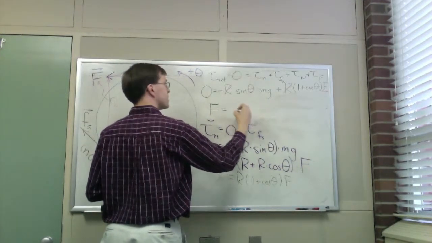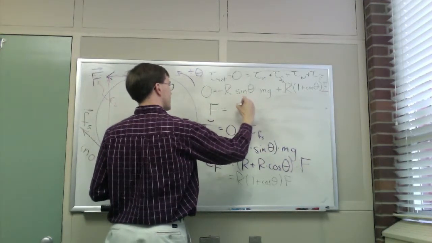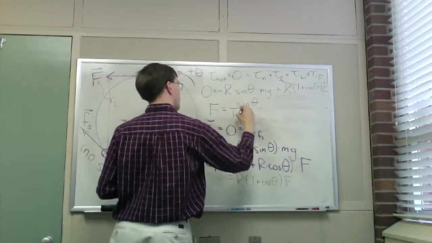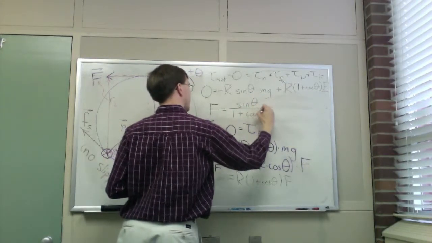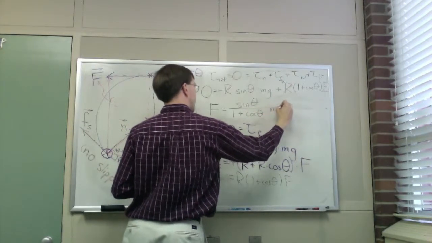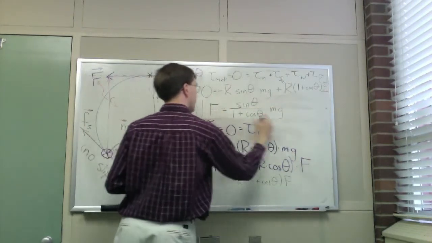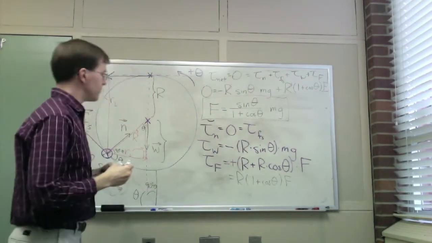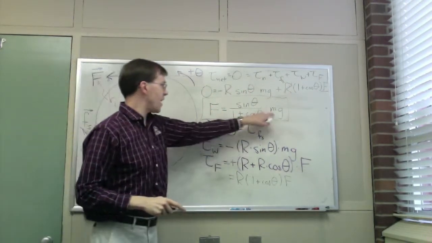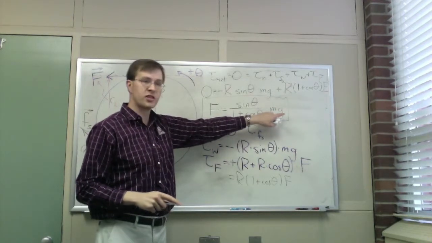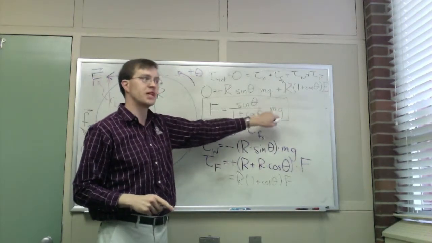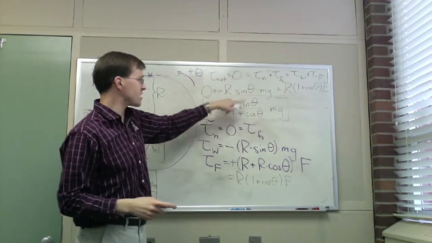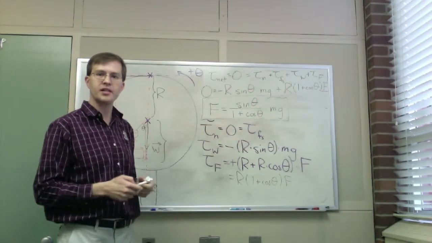F equals sine of theta divided by 1 plus cosine of theta, times the weight, mg. And that is my answer to the problem. You can check the units. mg is mass times the gravitational acceleration. It's kilogram meters per second squared, so it's in newtons. That has the correct units for force. Sines and cosines have no units, so this works out nicely.